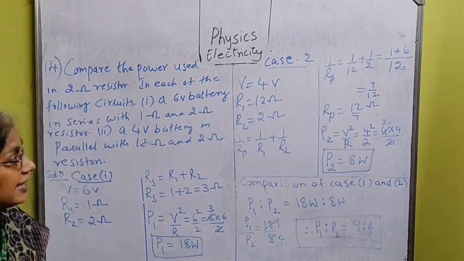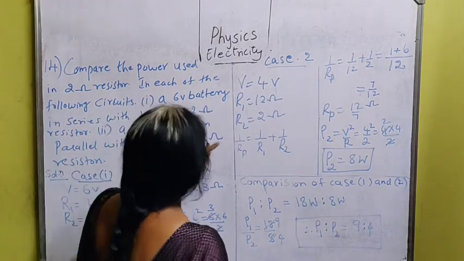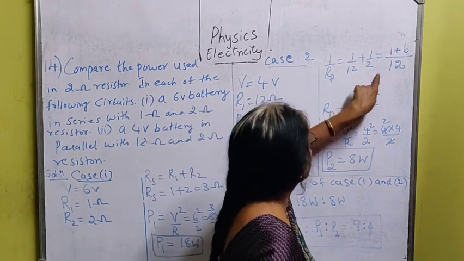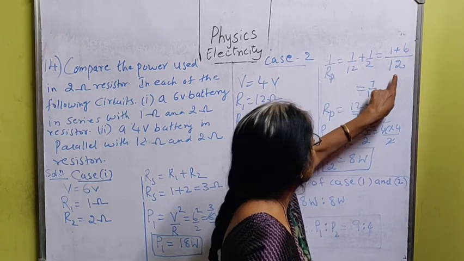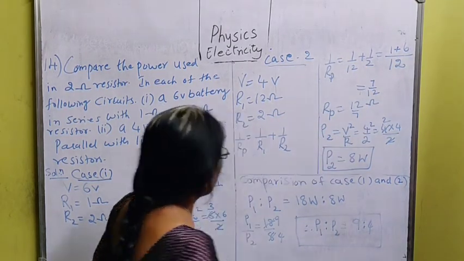So we got it as 18 watt. In case 2 we have to find out, it is connected in parallel. So 1 by RP is equal to 1 by R1 plus 1 by R2. So it is equal to 1 by 12 plus 1 by 2. It is equal to 1 plus 6 by 12. It is 7 by 12. So RP will be 12 by 7 ohms we got.